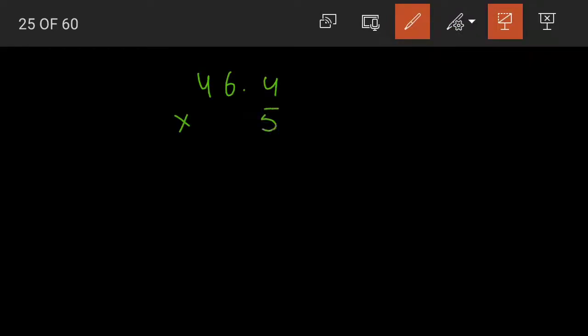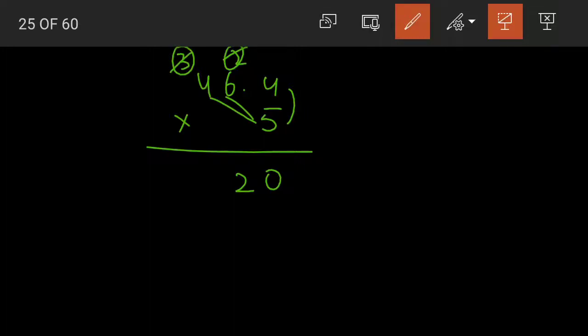Again, how do we multiply a decimal number by a whole number, children? We multiply it normally. 5 4s are 20, 2 carried, 5 6s are 30 plus 2 is 32. 2 here, 3 carried. 5 4s are 20 plus 3 is 23. Now we have one decimal place, so after one digit from the right, we place our decimal point.